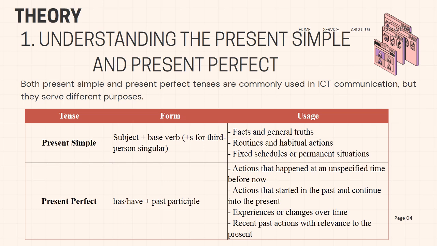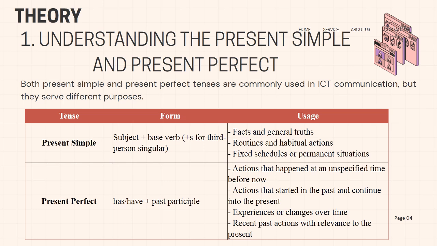Let's start with the present simple. Let's see first its usage. It is used for facts and general truths, that is to say for some things which are always true. It is used as well to describe your routines and habitual actions, that is to say to speak about actions which are repeated in a regular manner, which are routines.